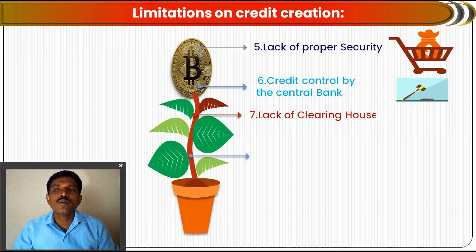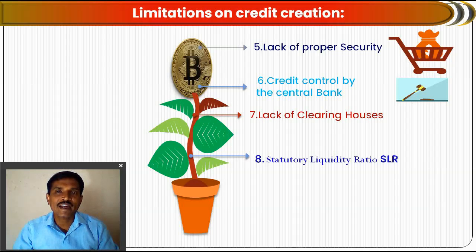The next thing is the lack of clearinghouse facility. In a developing country, there is no clearinghouse facility, or discounting or rediscounting of bill facility, so there is less credit creation. If the facility is available, more loans are taken by the commercial bank from the market and given to their customers, and there is more credit creation. But in India, there is a lack of clearinghouse facility.